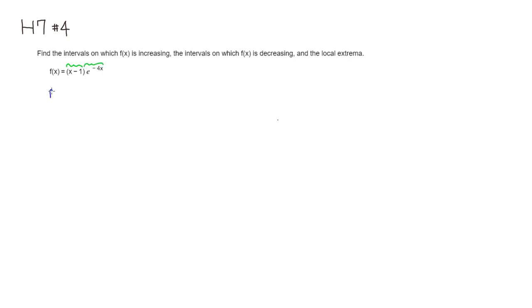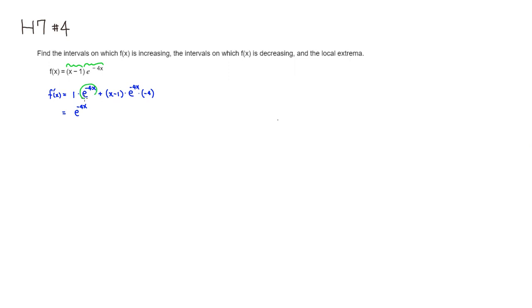So we have f prime of x is equal to the derivative of the first guy, 1, times the second guy, e to the negative 4x, plus the first guy, x minus 1, multiplied by the derivative of the second guy, e to the negative 4x, then multiplied by the derivative of the power, which is negative 4. If you clean this up, e to the negative 4x is in common, so I'll pull that out.